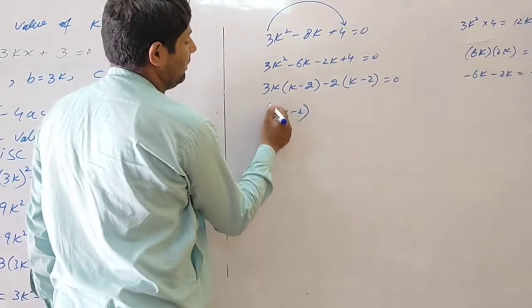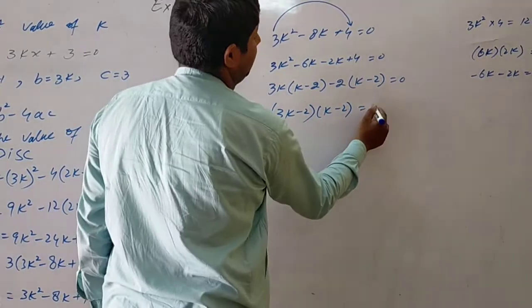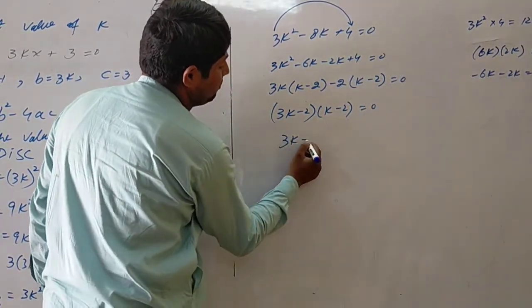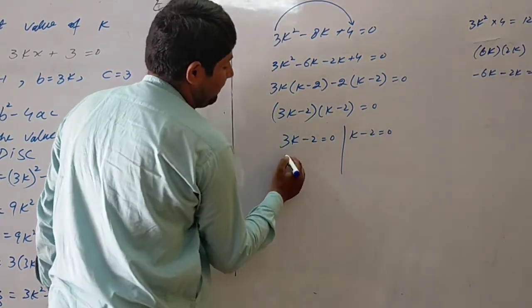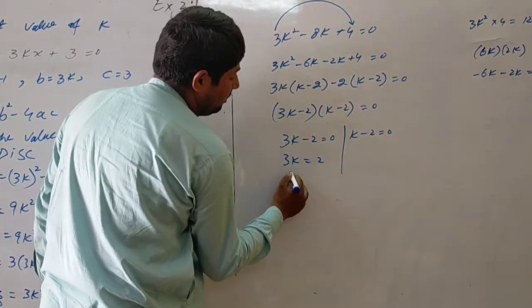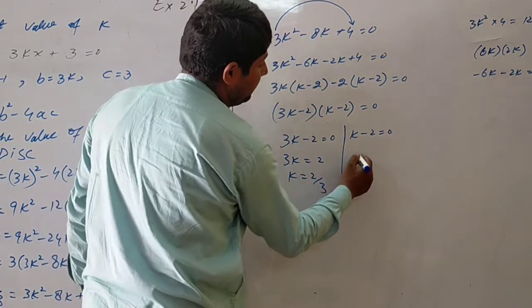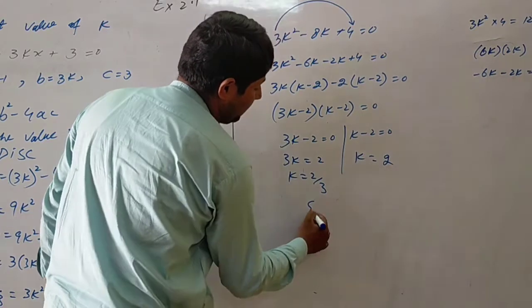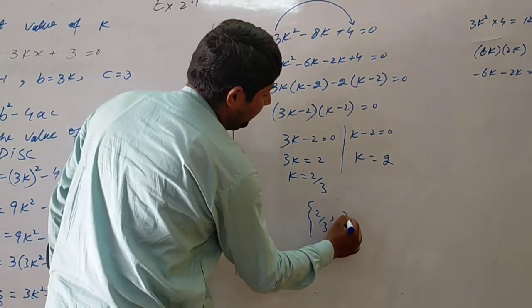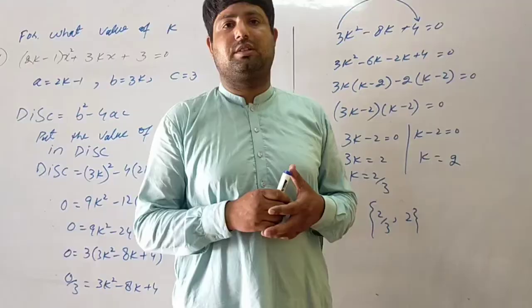So (3k minus 2) and (k minus 2) is equal to 0. 3k minus 2 equal to 0 and k minus 2 is equal to 0. 3k is equal to 2, so k is equal to 2 by 3, and k is equal to 2. These are the two answers: 2 by 3 and 2 are the solutions.